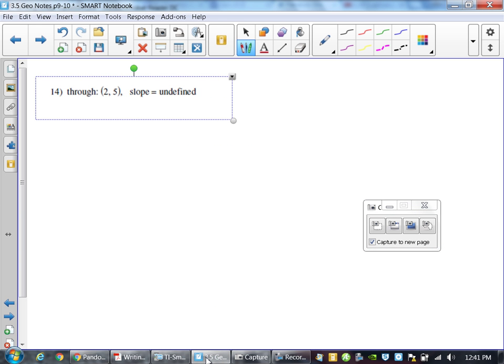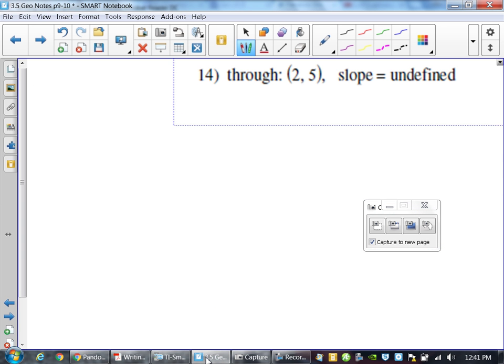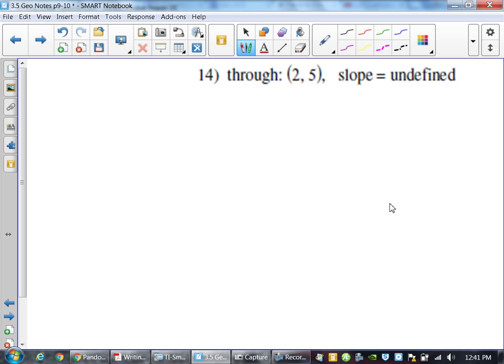So on number 14, this has come up in both other classes today as well. When you look at this one, it's asking you to write the equation of the line through the point (2, 5) that has an undefined slope. What kind of lines have undefined slopes?